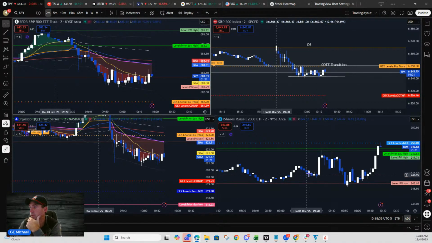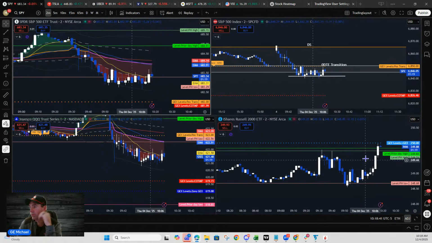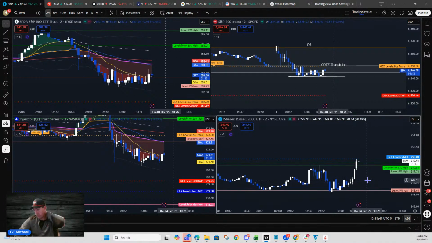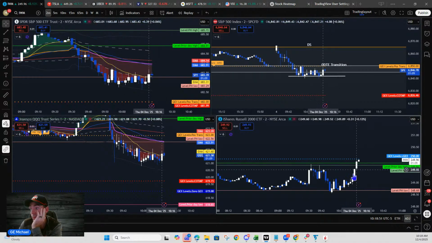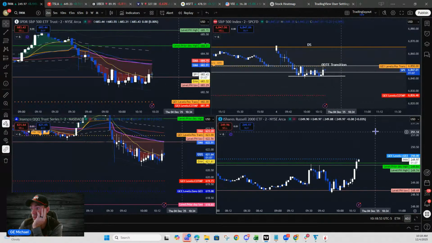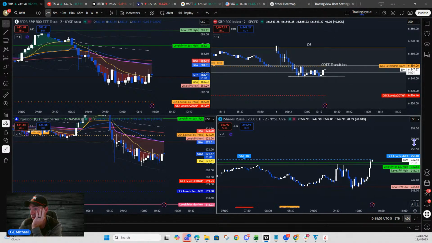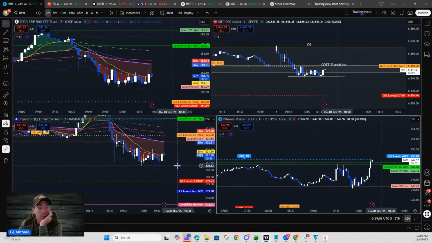So IWM pushing right into that plus GEX level. Again, that's usually an area where we'll see some stalling unless we overcome that with out of the money speculation from market participants. So we'll watch that. If we do, that means that out of the money market participants are anticipating a significantly higher move in IWM and its components, obviously.